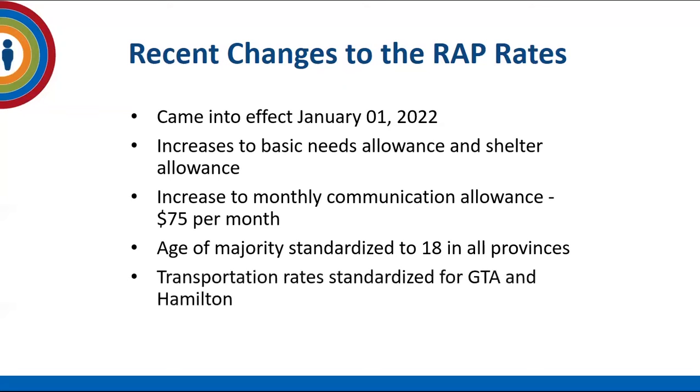The transportation rates have been standardized for the Greater Toronto Area and Hamilton, along with the regions of Halton, Peel, York, and Durham. So the rate is now $156 per adult. This has been done because sponsored newcomers may need to use transit systems of the various municipalities in the Greater Toronto Hamilton area. So the rate is now aligned with the highest monthly fare in the region.